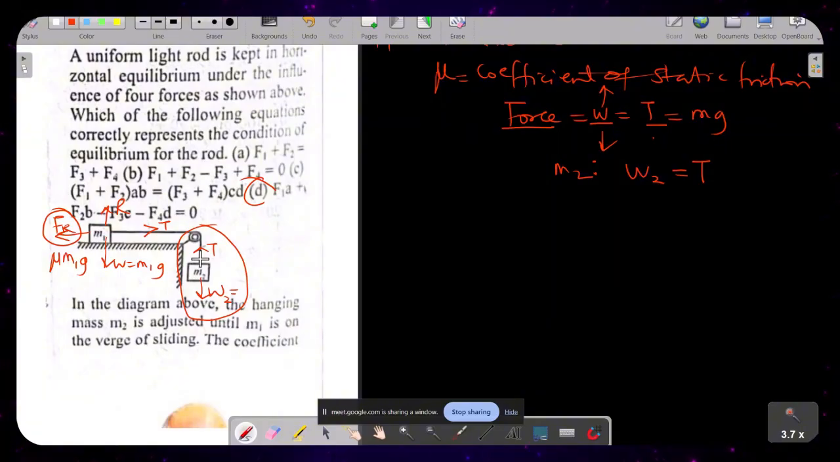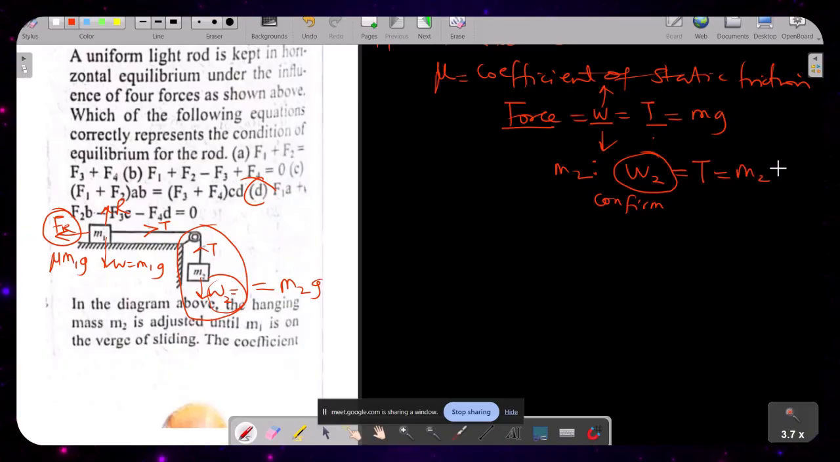But we need to confirm that if this weight is acting downward, your tension is acting upward. Let's confirm before we start solving. But before we confirm that, remember one thing. Look at this W2 that we have here. It's going to comprise of two things, your mass and your G. So we can still say that this is going to be M2 and G.